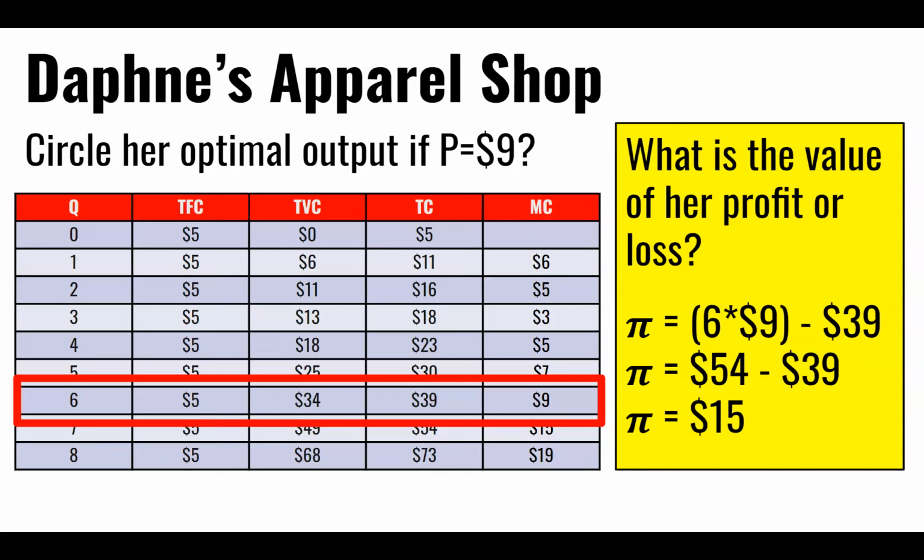We can also look at this table. We can see the total cost is $39 for a quantity of 6. So we've got total revenue of $54 minus the total costs of $39 tells us that Daphne has an economic profit of $15. She's earning $15 more in this industry than she could if she had entered into her next best alternative.